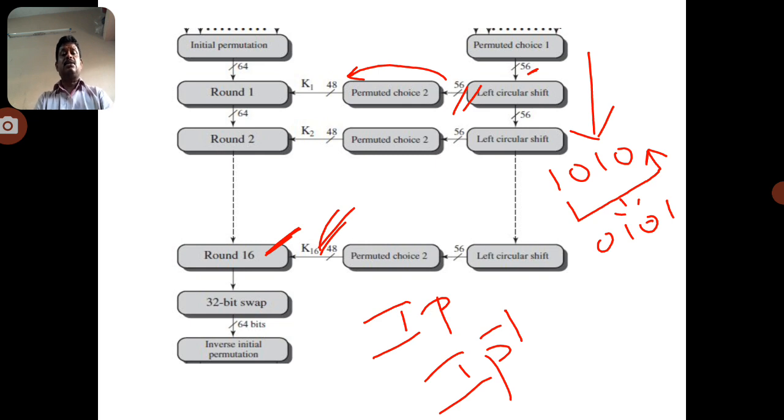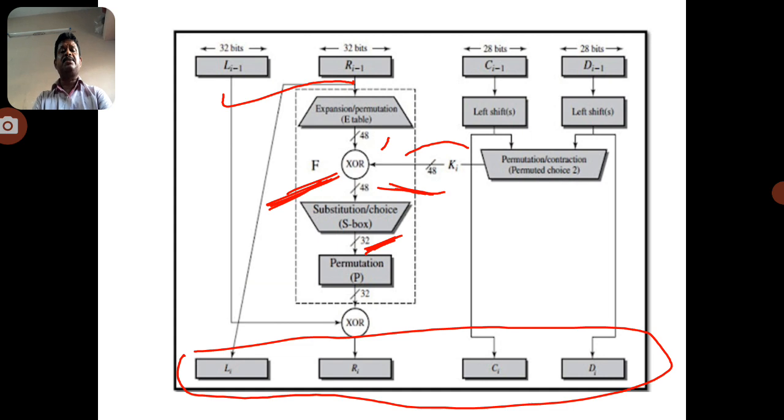Not only that, here the 16 rounds are a very powerful encryption pattern. So this is the DES encryption process.